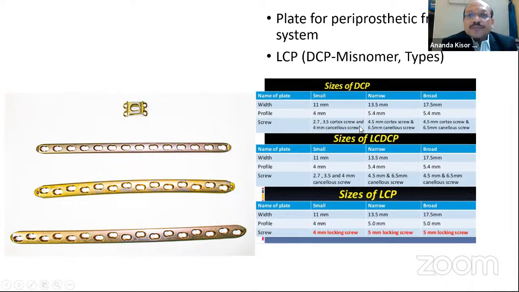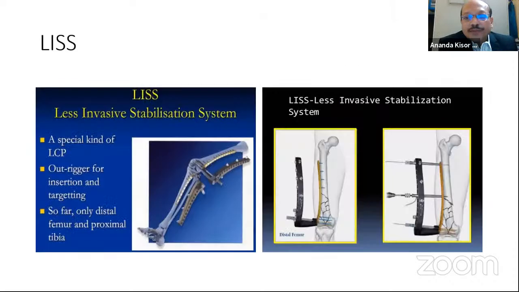So what are the types? Basically, there may be DCP, LCP, LCTCP, and LC-DCP. Depending on the width, they are small, narrow, or broad. Narrow is 13.5. If it is small, it is 11.5, whereas broad is 17.5. So depending on the size, we order this. This is a narrow DCP. What do you mean by narrow? It means its width should be 13.5.